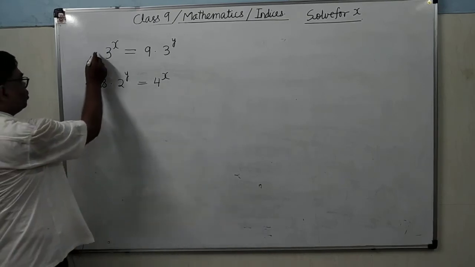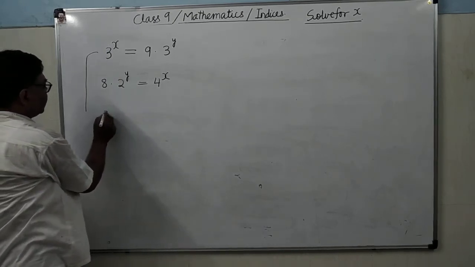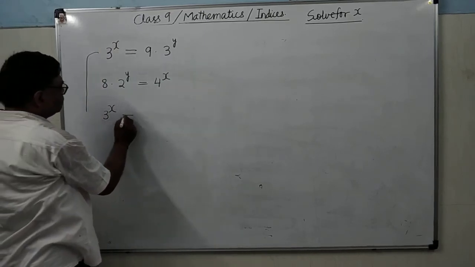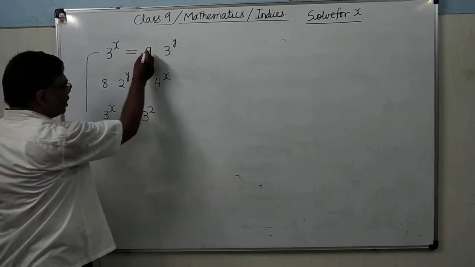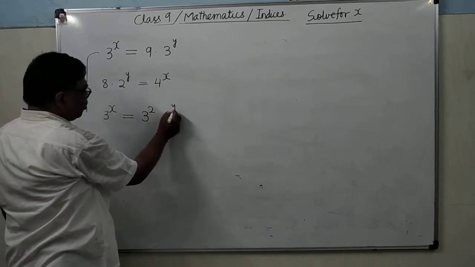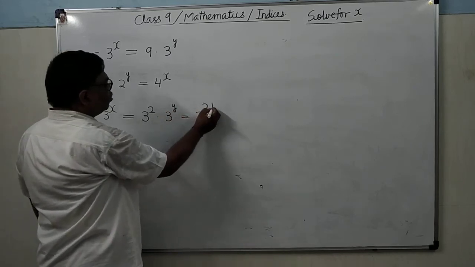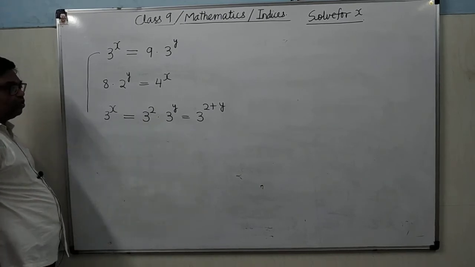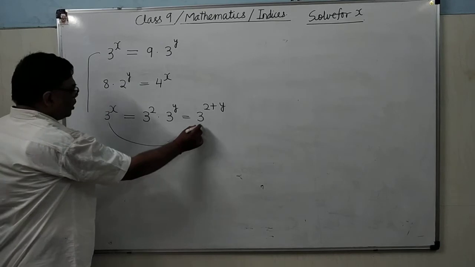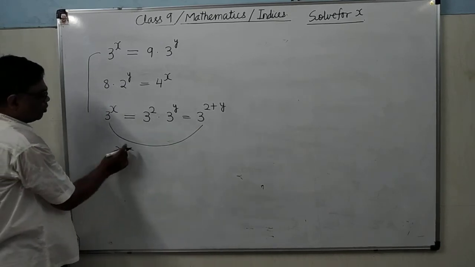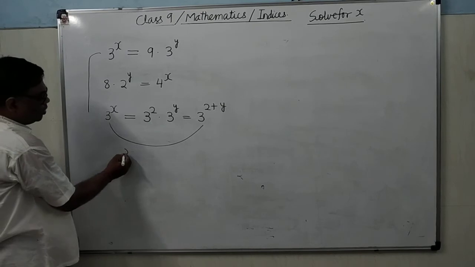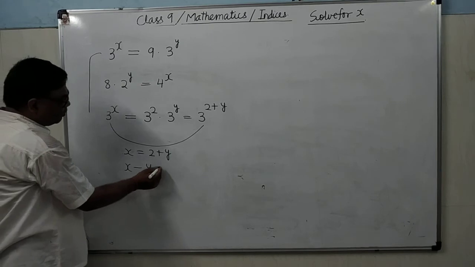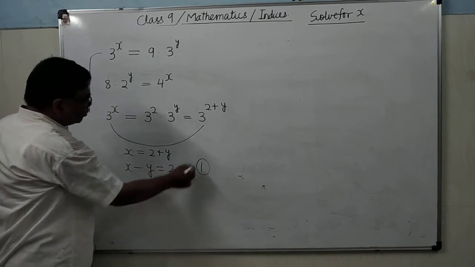For example, when you do this, 3 is a prime number, it cannot be further simplified. X also, here it cannot be further reduced. This is 3 square, 9 you can write 3 square into 3 to the power y. That is 3 to the power 2 plus y. It's clear? 9 you have written 3 square into 3 to the power y. Now on equating the powers, when you equate the powers, what will you get? X equals to 2 plus y. So x minus y equals to 2. This is the first equation.